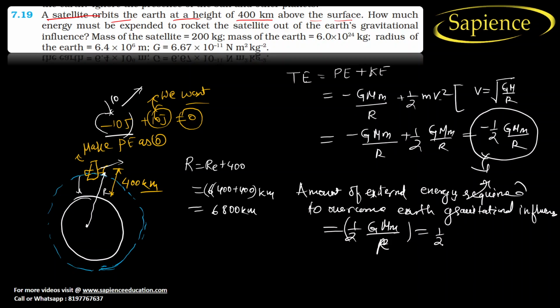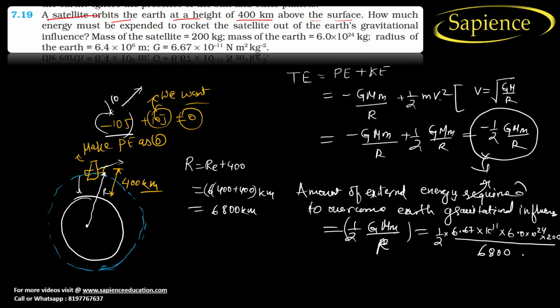So we can put here half into G. The value of G is 6.67 into 10 power minus 11, into mass of the Earth, which is 6.0 into 10 power 24, into mass of the object, that is the satellite. They have given the mass of the satellite as 200 kg, so we multiply by 200, divided by R, that is 6800.